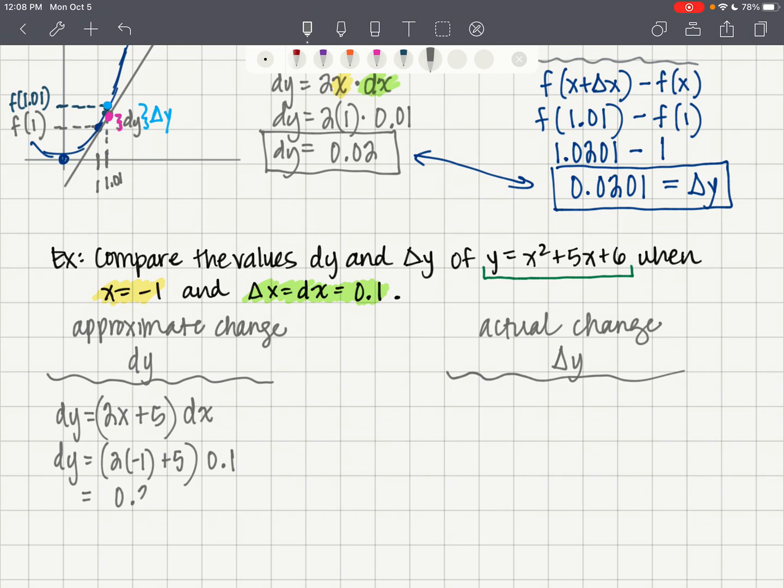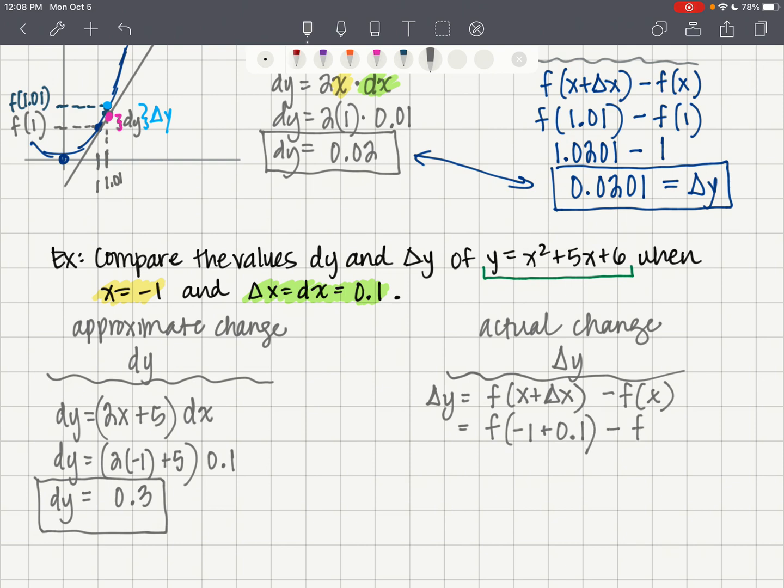3 times 1/10 is 3/10. This is the approximate change. The actual change is going to be, remember, f of x plus delta x minus f of x. F of x plus delta x, well, x is negative 1 and delta x is 0.1. X is negative 1, delta x is 0.1.